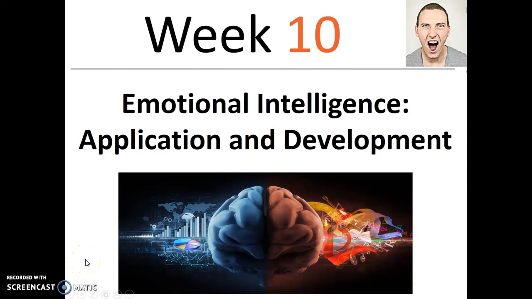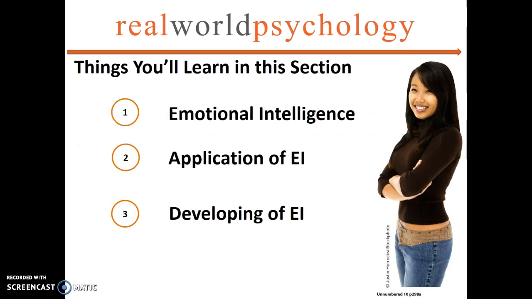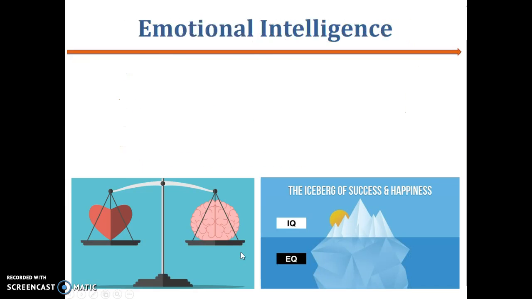Emotional intelligence, application, and development. This is another aspect of emotions that's very important for us to understand because of the role emotions play in our life and how different aspects of our life are influenced by emotional display and emotional experience. So let's begin first from actually just looking at people in our daily life.